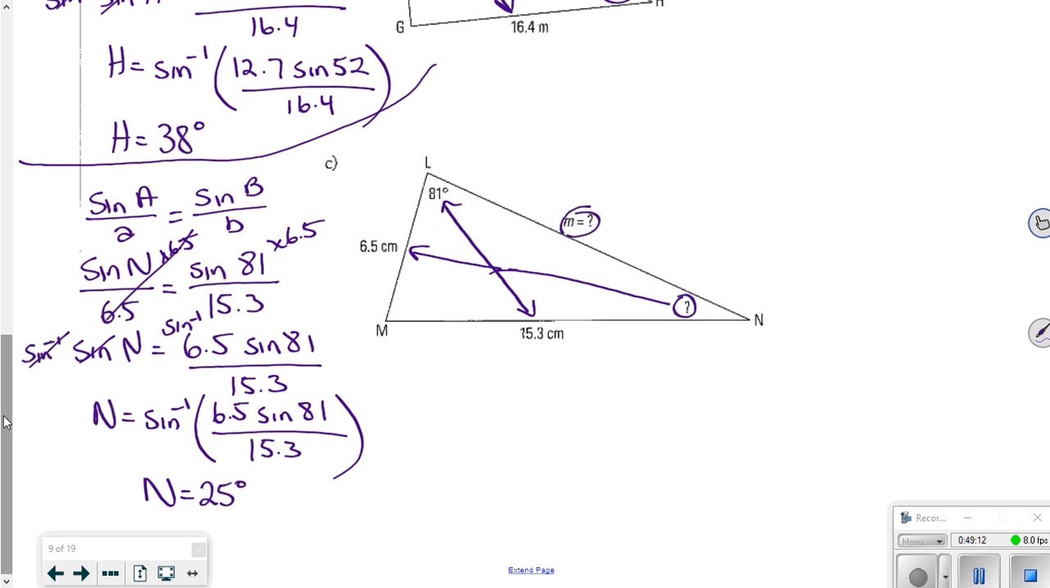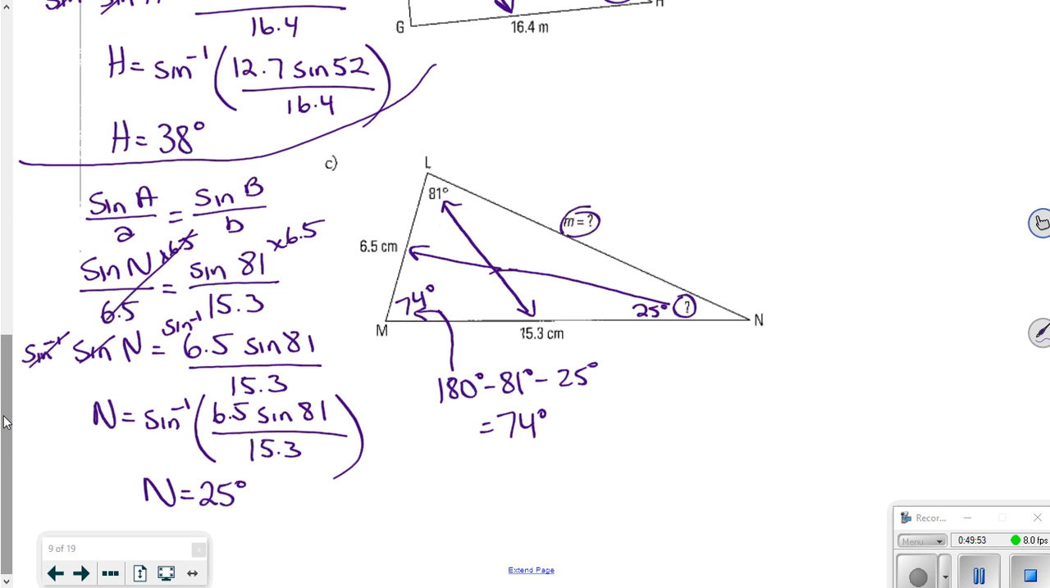Even though N and M are not connected, this 25 degrees helps us. Because if I know that this right here is 25 degrees, I know two of the three angles in my triangle. That means I can calculate angle M. Because I know my triangle should be 180 degrees. If I subtract the two that I know, it's going to tell me what angle M is. So 180 minus 81 minus 25, 74 degrees. I'm going to write this in here.